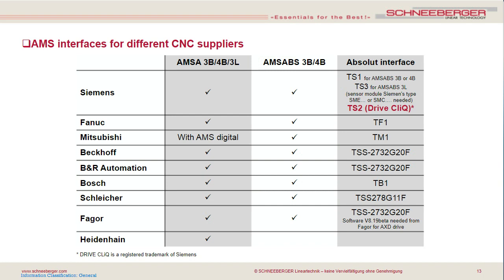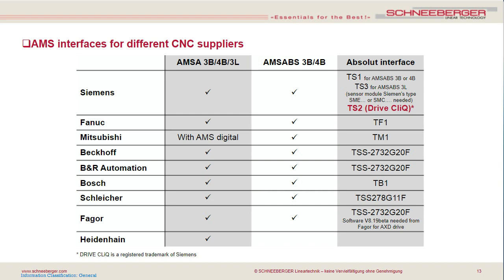With Beckhoff, we can handle incremental analog systems or absolute systems. And the interface is called TSS2732G20F. B&R automation, we can handle analog reader heads as well as absolute reader heads. The interface is TSS2732G20F. With Bosch CNCs, we can handle our incremental measuring system as well as absolute measuring system, and the interface is called TB1.